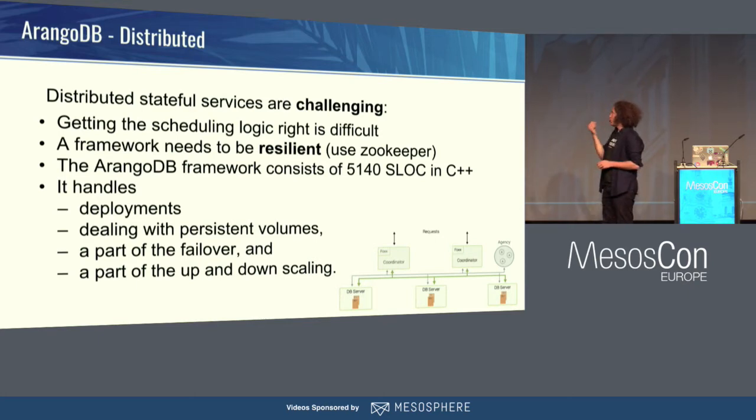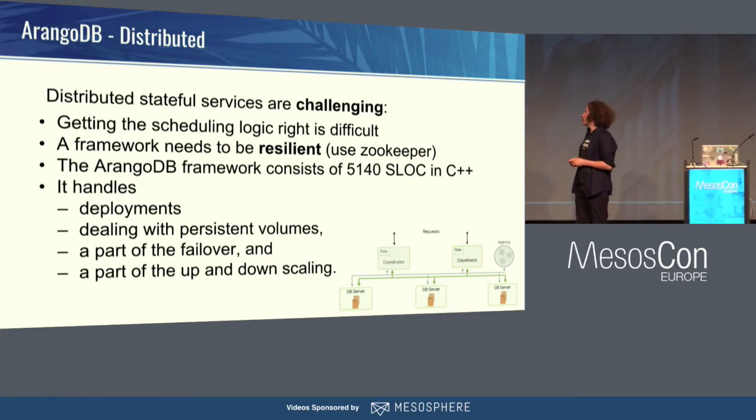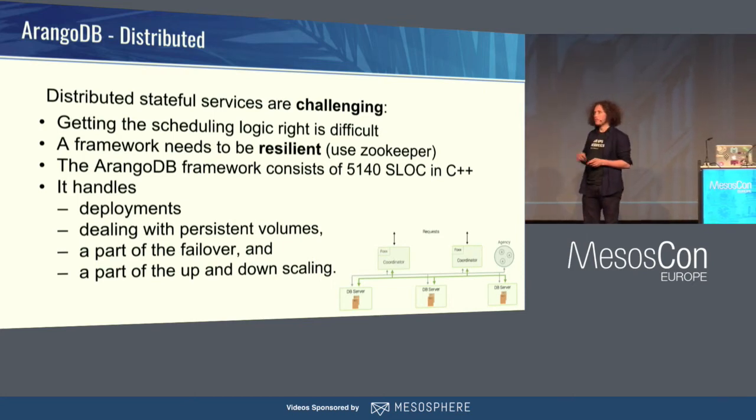And so the first iteration of this ArangoDB framework consisted of over 5,000 lines of C++ code. With that number, just keep in mind, that was the first implementation of a framework really using persistent volumes and reservations in Mesos. So it also took us some time to get a feeling for how it should be used. So probably if we would rewrite it from scratch, it would be a little smaller by now, but still on the order of 1,000 lines of code.